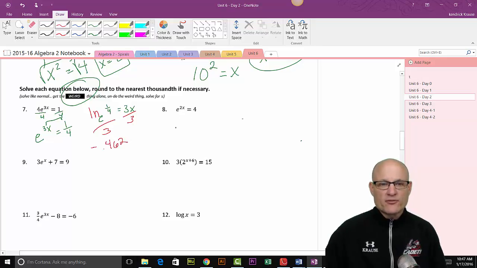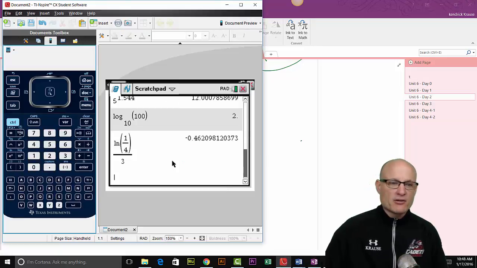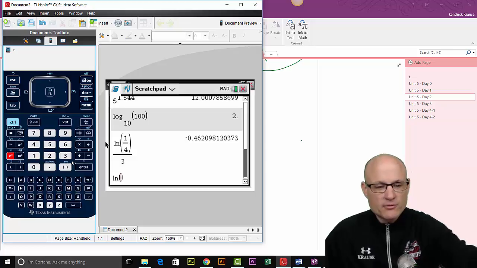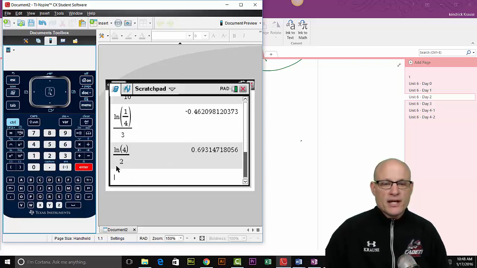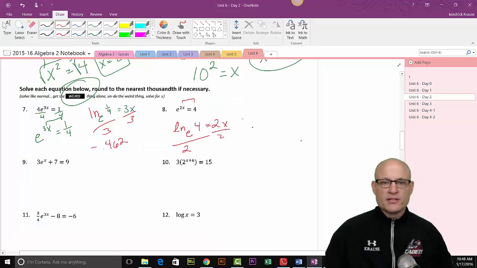All right, let's work on this. We've got the weird thing all by itself, so we're going to take the natural log and we're going to change its base of e. And then these two things change place. 4 is equal to 2x. Divide by 2. Divide by 2. I come back to my calculator. I do natural log of 4, all outside, divided by 2. And I get 0.693. x is equal to 0.693.